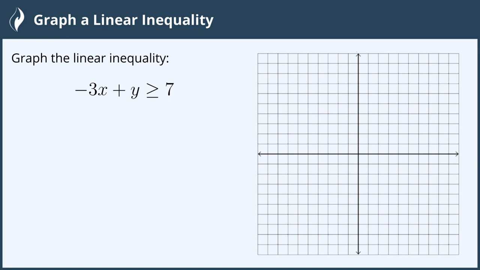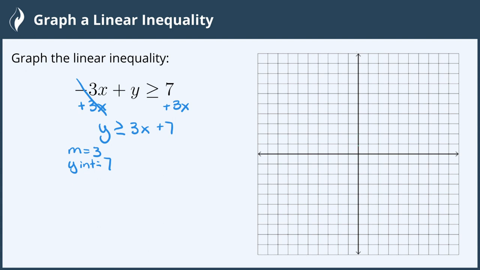To do that, we solve for y. So we're going to add 3x to both sides to put it in slope-intercept form. So we end up with y is greater than or equal to 3x plus 7. Now we know that we have a slope of 3 and a y-intercept of 7. And that helps us to draw our boundary line.